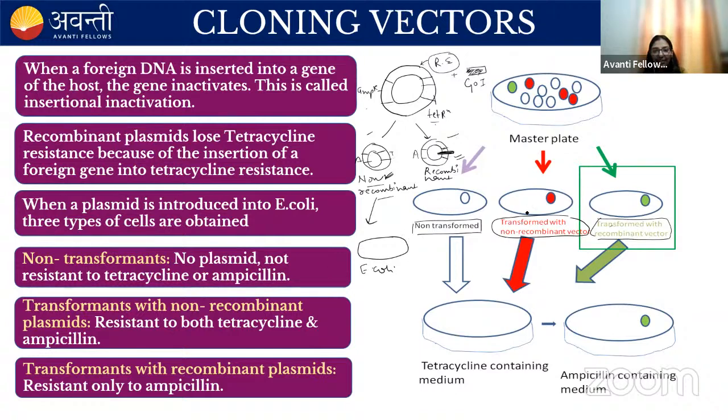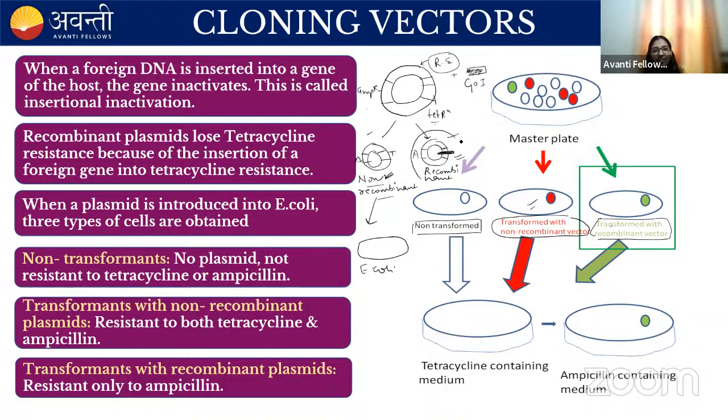Now you know that in the non-recombinant vector, the ampicillin and tetracycline genes are intact. That means the host cell containing this non-recombinant vector will be able to grow in the ampicillin medium and also in the tetracycline medium, because it has the ampicillin resistant gene and the tetracycline resistant gene. Okay. So they can grow in both media.